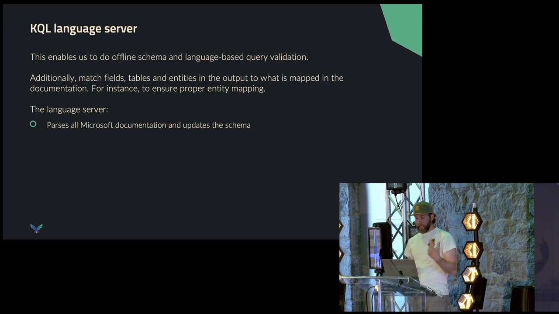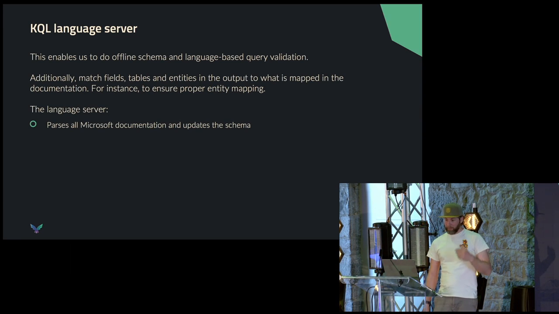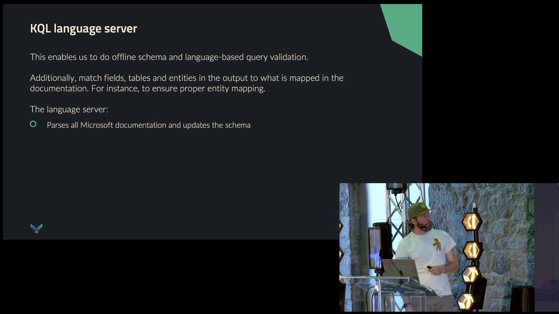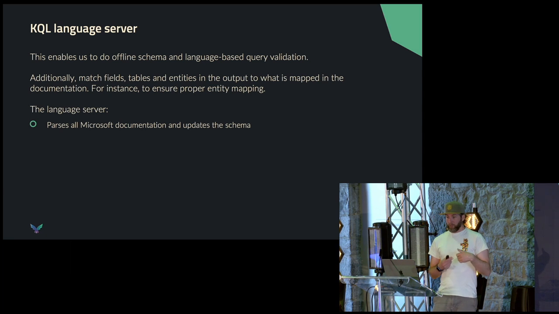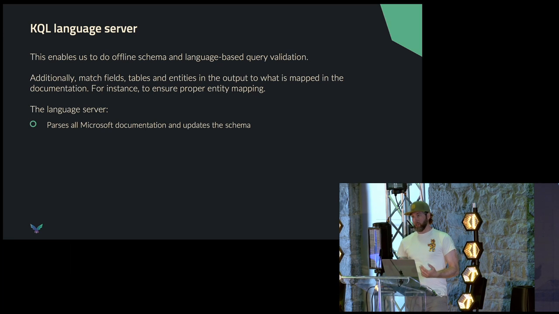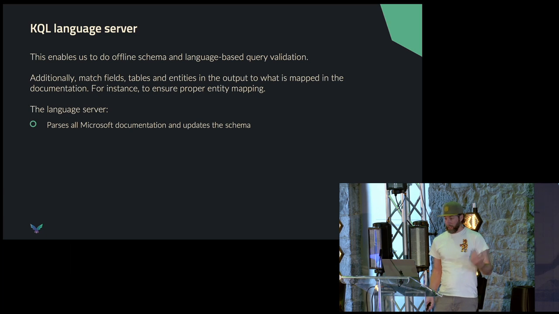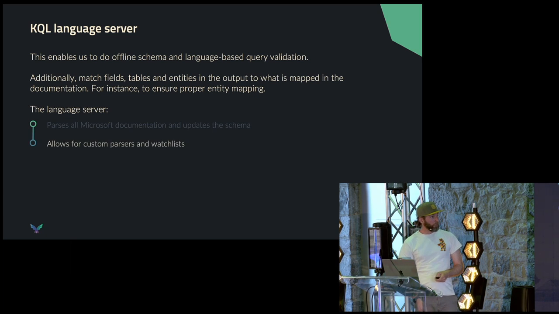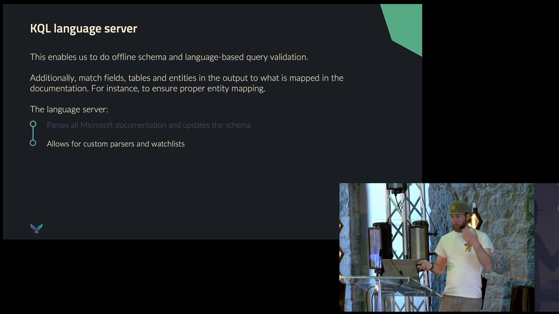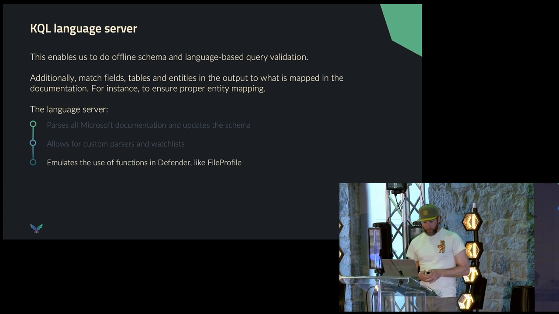One of the other things that we have in the pipeline next to a linting bit is we built a language server for Kusto, which is the query language that we use. And we can do offline schema validation, and it enables us to do some other things. So basically what it does, it automatically gets all the documentation from Microsoft and updates the schema that it's actually working against. So it's sort of emulating a Sentinel or a Defender for Endpoint instance, which allows us to build some additional custom parsers and things in it as well.